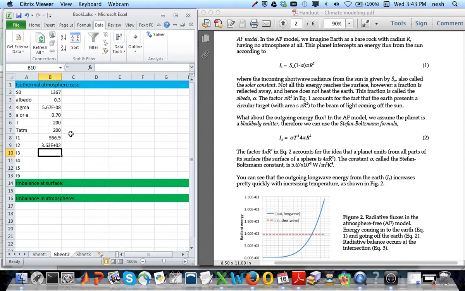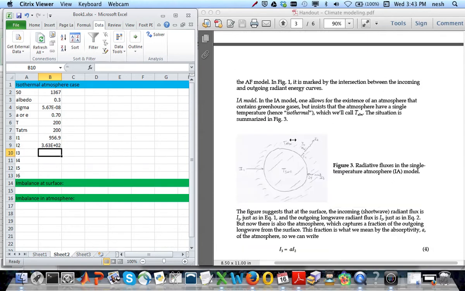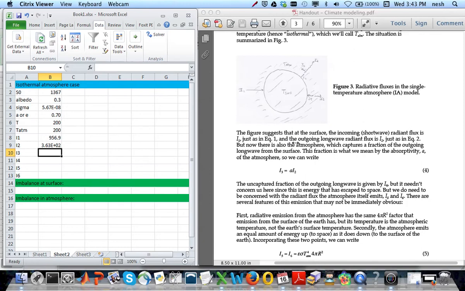Okay, so now I have I1 and I2, and now let's see if we can figure out I3. Well, what we argued before is that I3, that's the fraction, that's the amount of I2 that's being absorbed by the atmosphere, and that's controlled by the absorptivity A right there. So if you want to give that one a shot, go ahead.